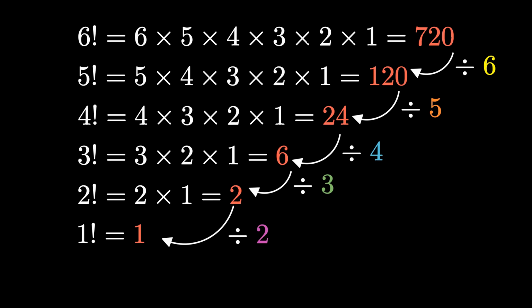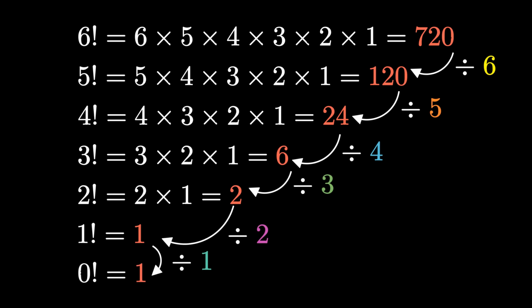Without knowing what the value of 0 factorial is, it just makes sense that we would continue this pattern, and the next value down the line would be 1. So therefore, to get 0 factorial, we would divide 1 factorial by 1. And 1 divided by 1 is 1. So therefore, 0 factorial is equal to 1. So that is one explanation.